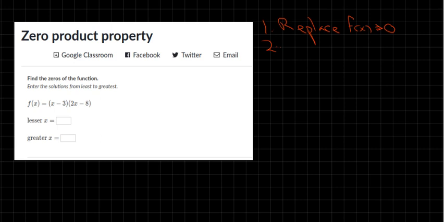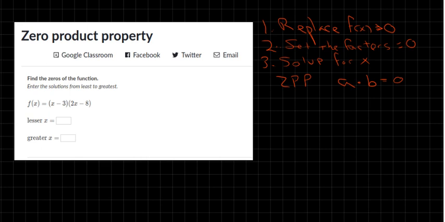And then we're going to set the factors equal to 0, and then we're going to solve for x. And remember that our zero product property says that if a times b equals 0, then a equals 0 or b equals 0.